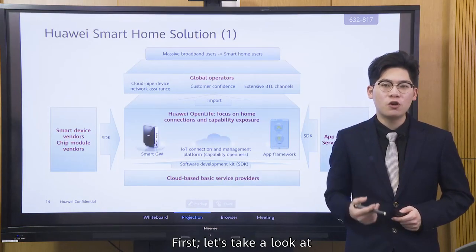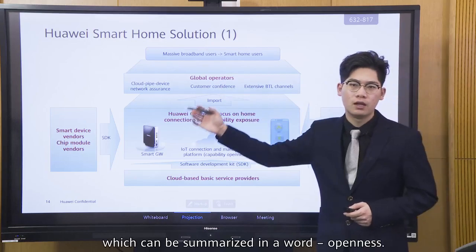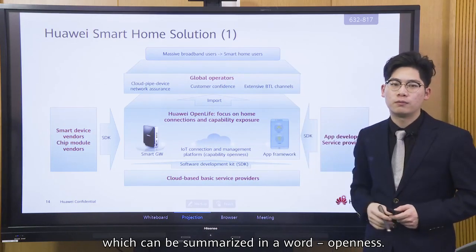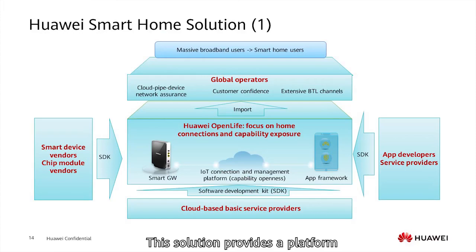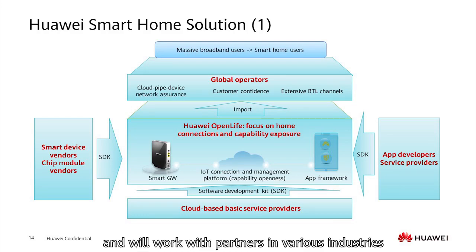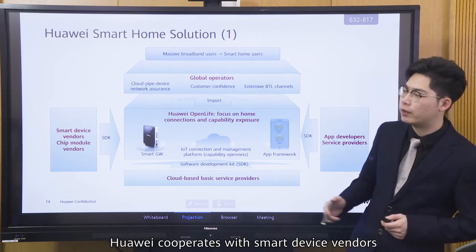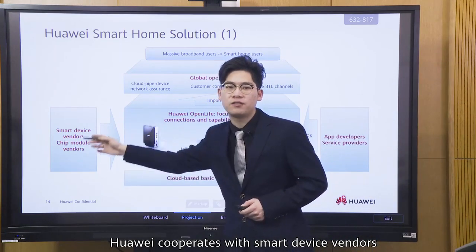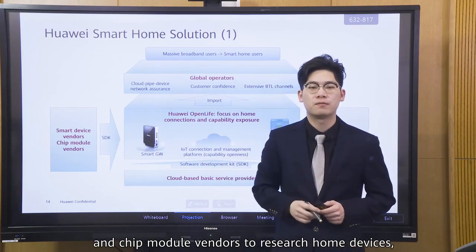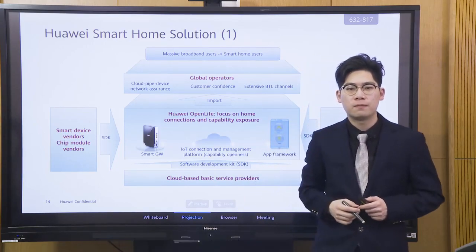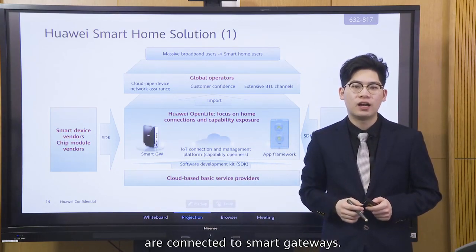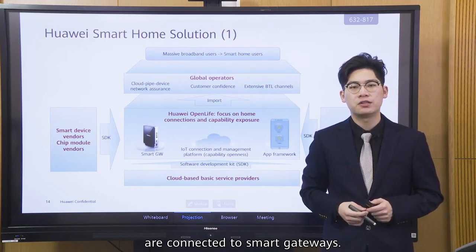First, let's take a look at Huawei Smart Home Solution, which can be summarized in a word: openness. This solution provides a platform for all partners to collaborate, and will work with partners in various industries to build a new industry environment. In terms of hardware, Huawei cooperates with smart device vendors and chip module vendors to research home devices and ensure home devices are connected to smart gateways.